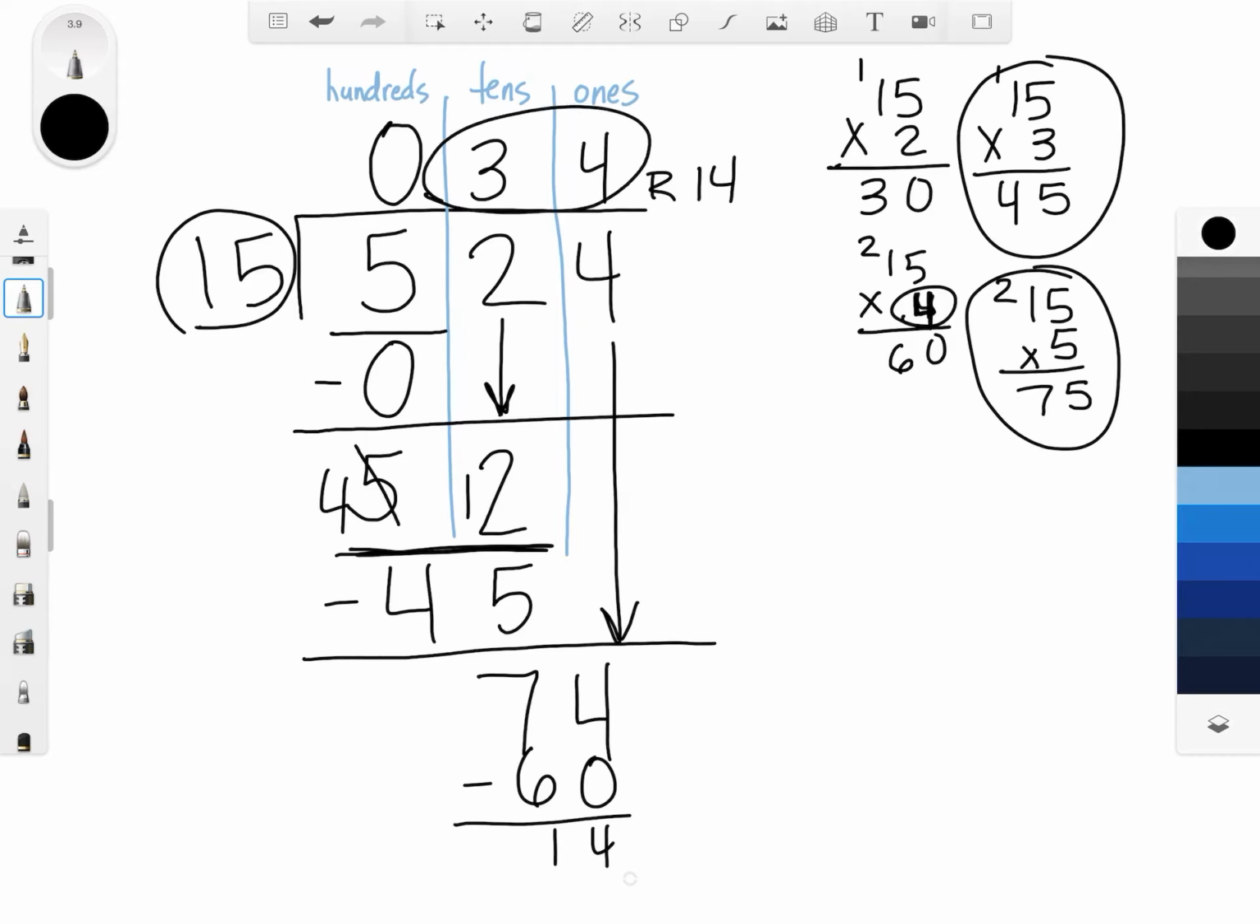And everyone then could get 34 pieces of candy, and there would be 14 pieces of candy left over that somebody has to decide what they're going to do with. And that's how you divide with a double-digit divisor using the standard algorithm.